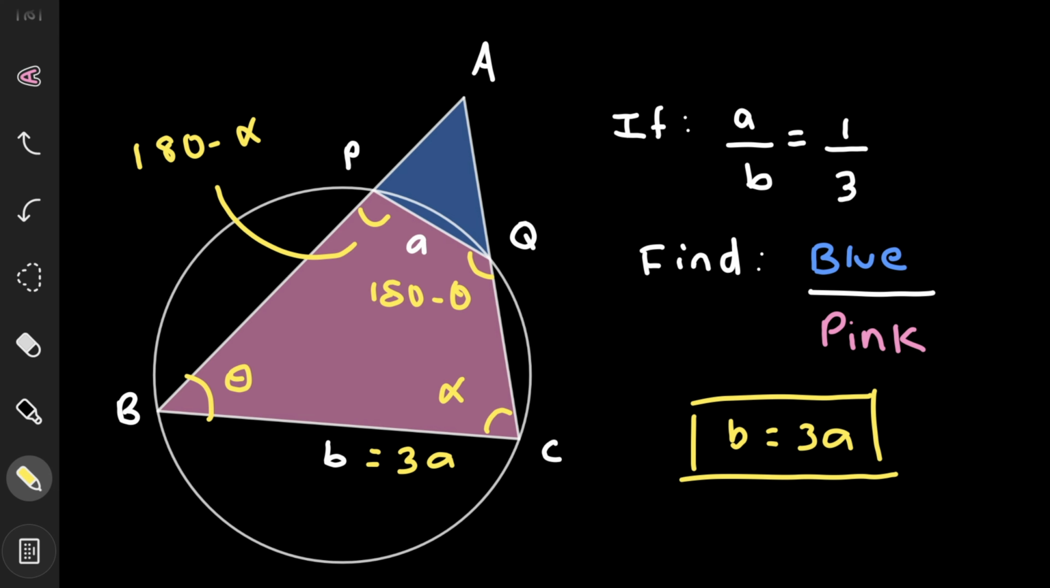Okay. Now we can see that this line is a straight line. Here we have two angles. One of the angles is 180 degrees minus alpha. Therefore by linear pair, the value of the other angle is going to be alpha. Similarly, here we have a straight line. Here we have two angles. One of the angles has a value 180 degrees minus theta. Hence the other angle would have a value theta.